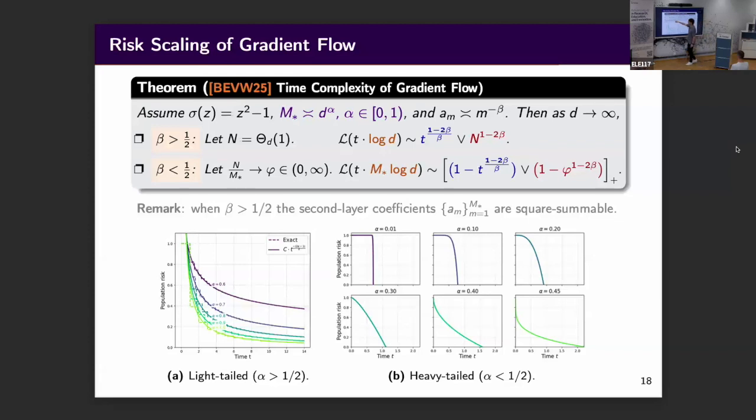So now the relevant regime becomes a proportional regime. The student width and the teacher width should grow together, and the ratio converges to this constant. And this constant phi is going to appear in the approximation bottleneck. Okay. So this is what this heavy tail case looks like.